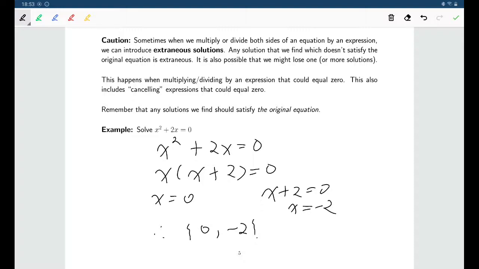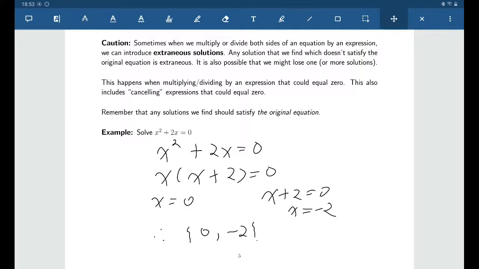So when we divide by an expression that potentially could be 0, there is the possibility that you could wind up losing a solution. So again, we caution against dividing when you could be dividing by something that might take on the value of 0. The same is also true when you're multiplying both sides of an equation by something that's potentially equal to 0. You could potentially introduce extraneous solutions to that equation.